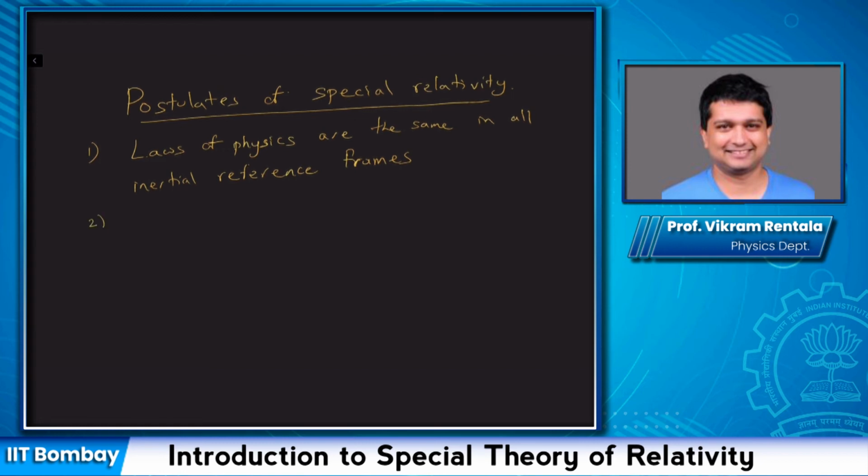Then he took a second principle, and this was where he differed with what had come before from Newton's laws. He simply took it as a principle of nature that the speed of light c is a constant in all inertial reference frames.